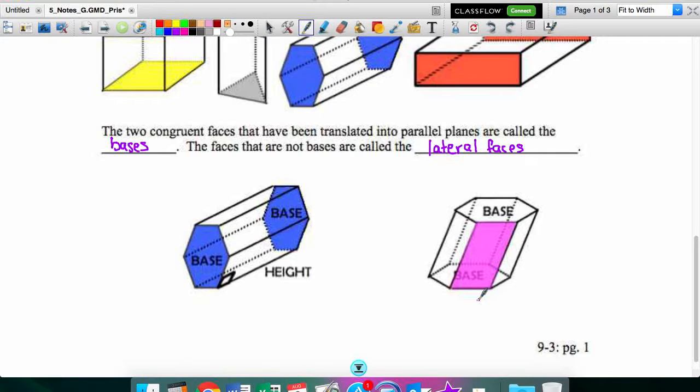The picture on the right is actually what we call an oblique prism. It works the same as a regular rectangular prism, so just keep that in mind. It doesn't matter if it's oblique or slanted.